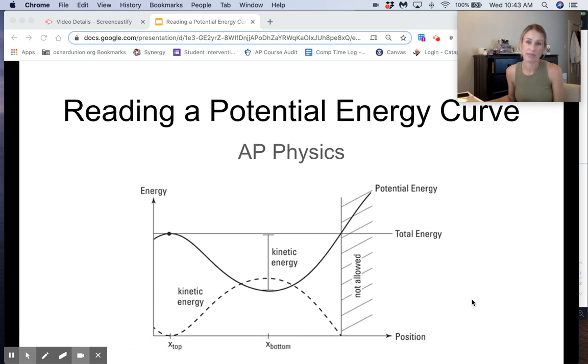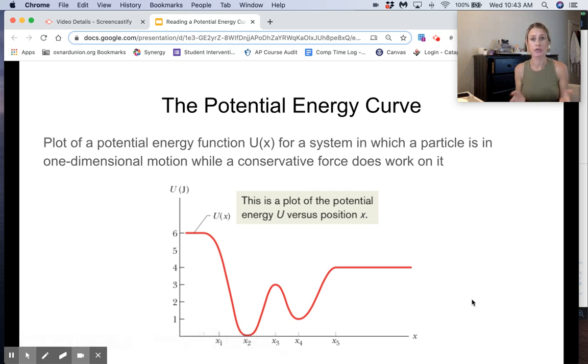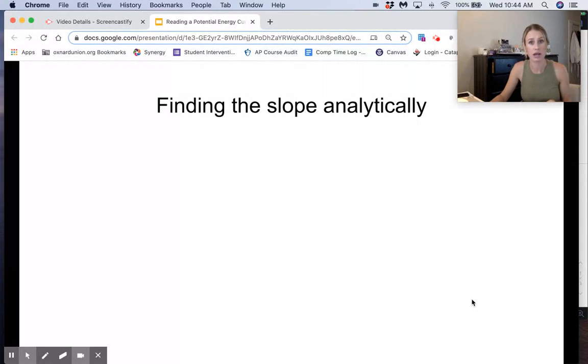Let's talk about reading potential energy curves. A potential energy curve is just a plot of the potential energy U for a system as a function of position. This potential energy changes on the particle when it's in one-dimensional motion while a conservative force acts on it. On these plots, we have potential energy on the y-axis and position on the x-axis.